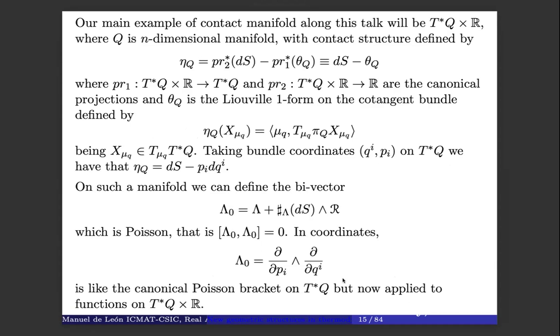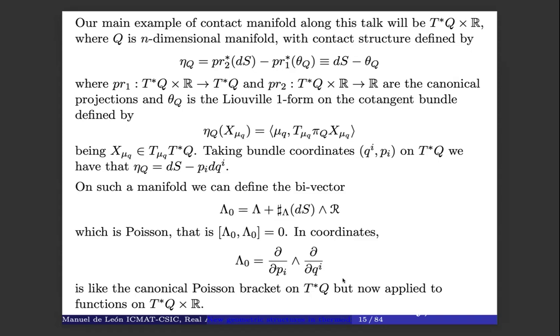So, well, we can consider the cotangent bundle of the configuration manifold Q. We have this canonical contact structure, ds minus theta_Q, where theta_Q is the Liouville canonical form on T*Q. And so we construct this one-form eta_Q, and eta_Q is a contact form. This is the local expression. So we can define another bivector Lambda_0, which is just this Lambda plus we use the coordinate s and the Reeb vector field, and this is Poisson.